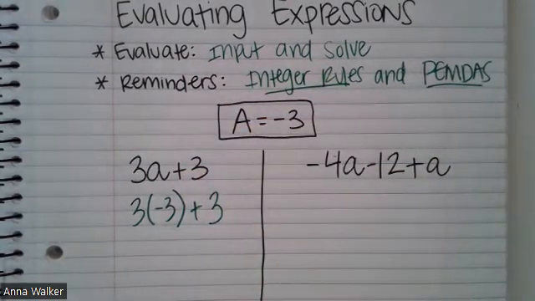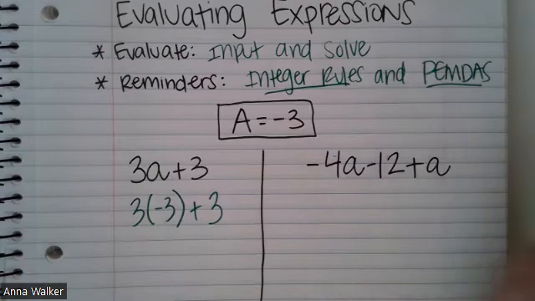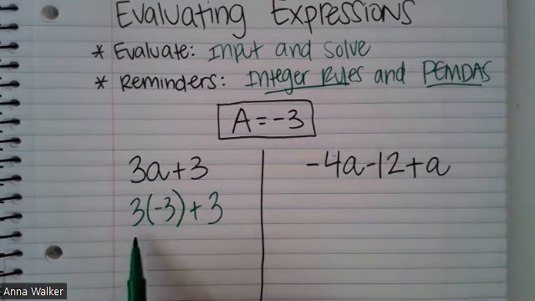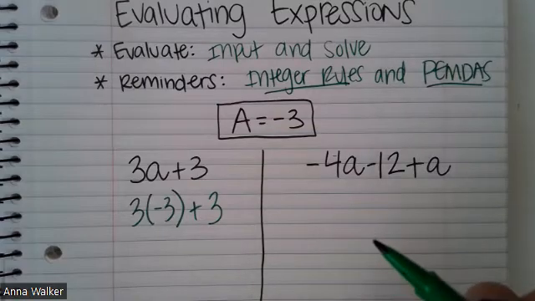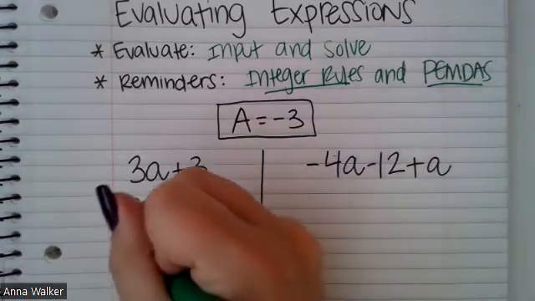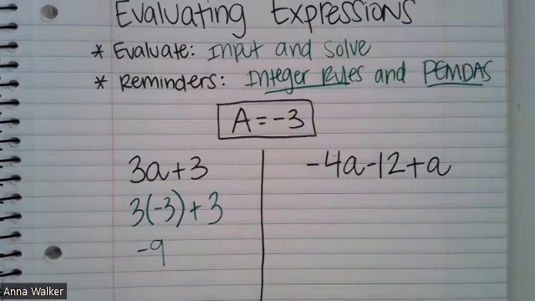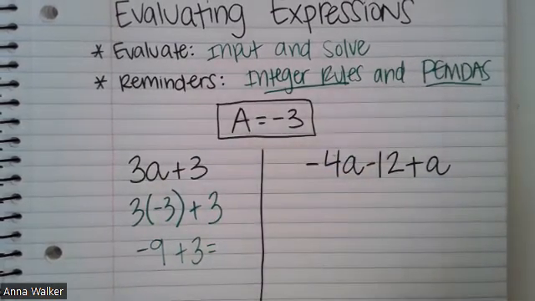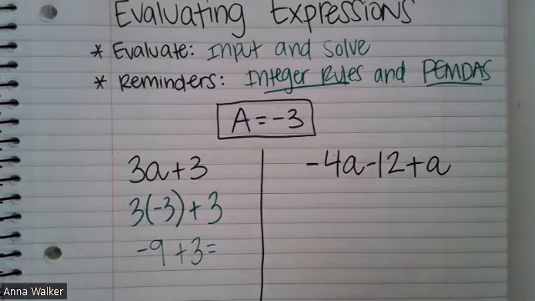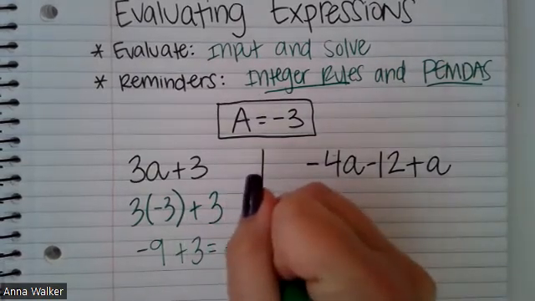So now we have an order of operations problem. The order of operations problem that we have is the following: 3 times -3 plus 3. And if we solve this using our order of operations, we're going to multiply and then add. So if we multiply 3 times -3, that would make -9. And -9 plus 3 is the last step. And -9 plus 3 is going to be -6.